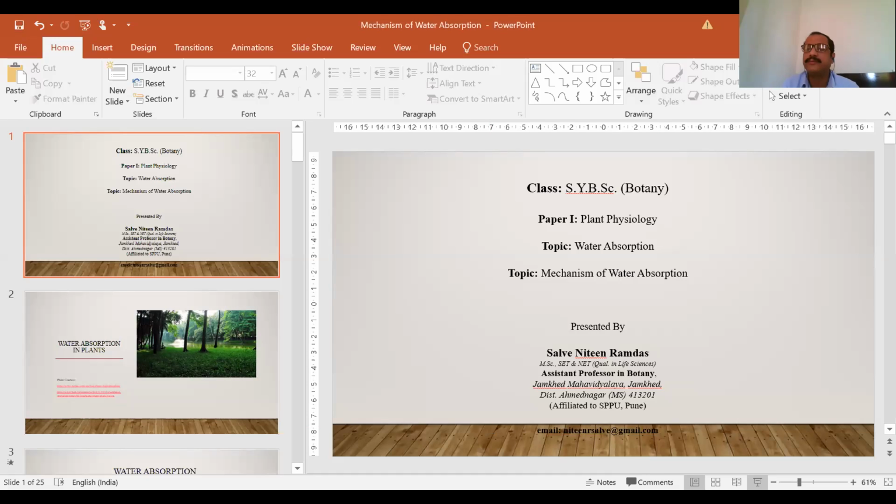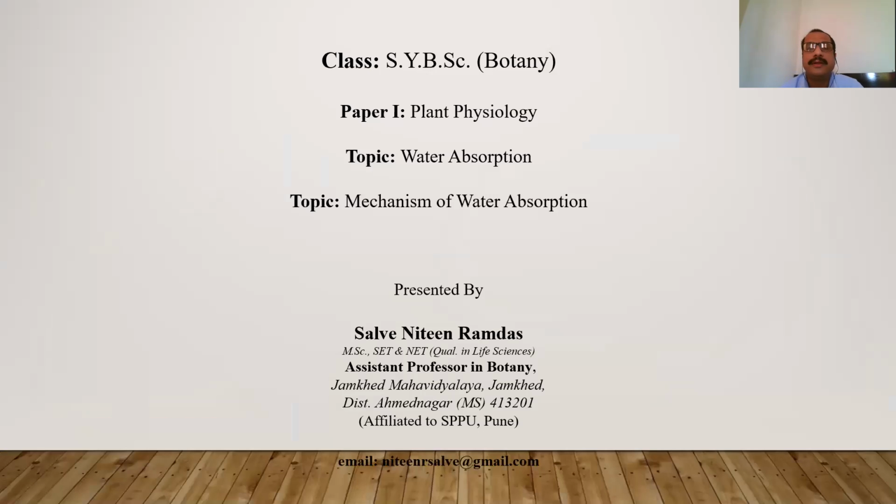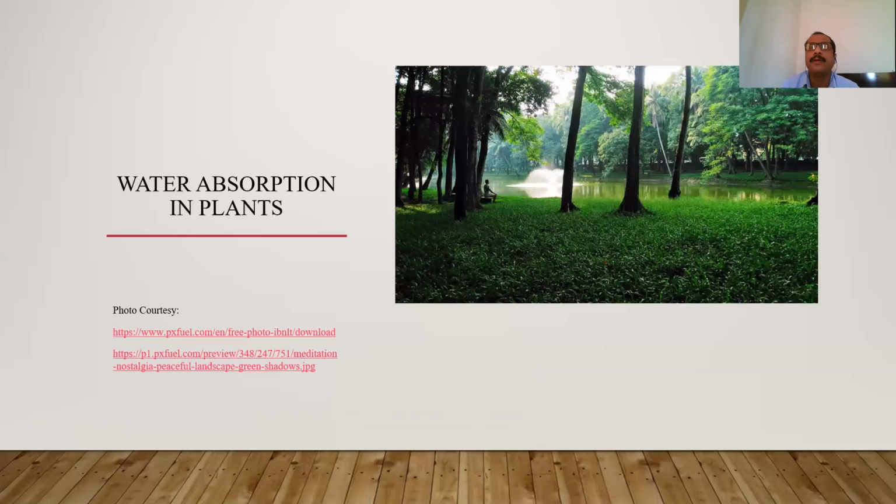So let us start with our lecture from plant physiology portion. Our chapter is water absorption, and from that chapter we are going to discuss today the mechanism of water absorption. You can see here a beautiful picture for water absorption in plants. We are going to study the process, mechanism, method by which water absorption in plants takes place, how it is a physiological process.